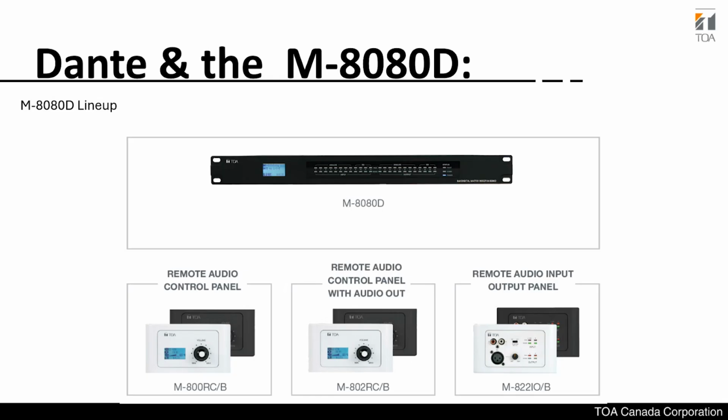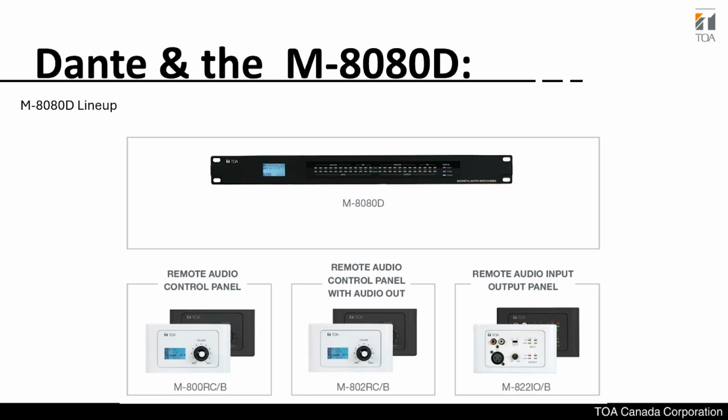And there is another device, the M802 RCB. The difference between the M800 and M802 is that the M802 has an audio out. So even if we have only a control panel in some location, and we want to use an external speaker, or we just want to take an audio out to feed something else, we can do it through the M802 RC.